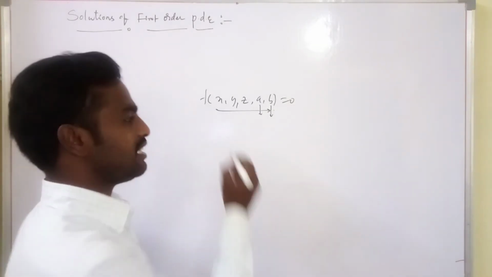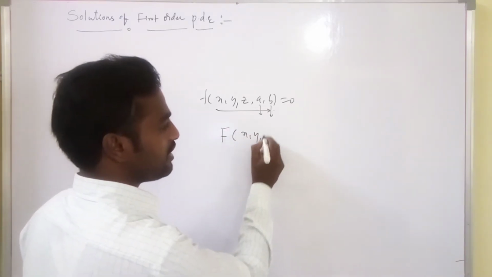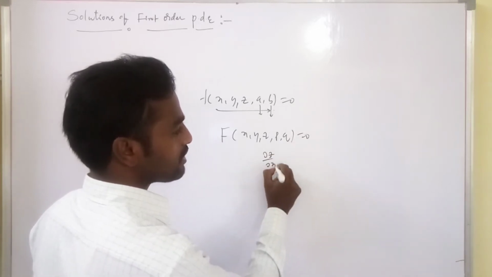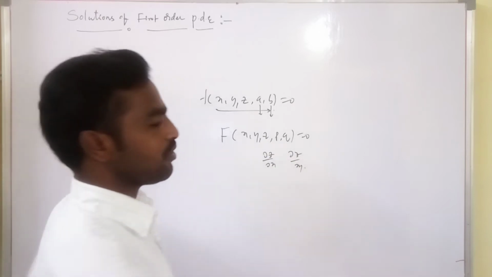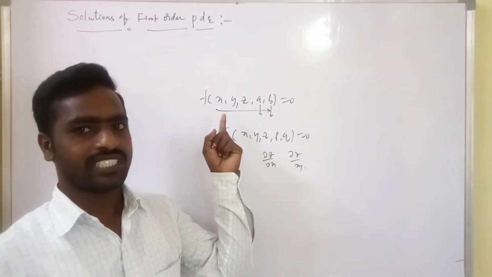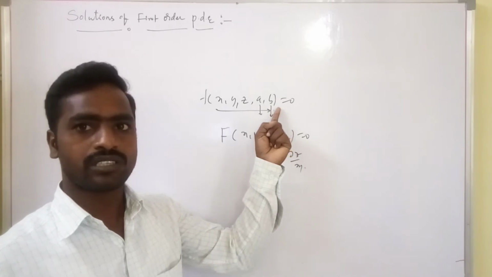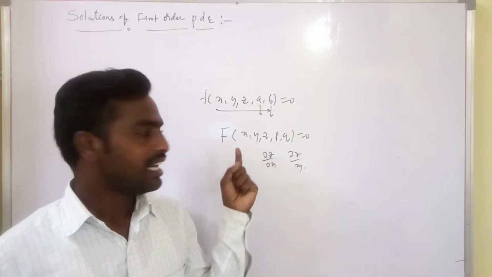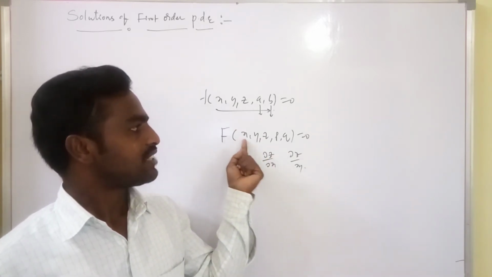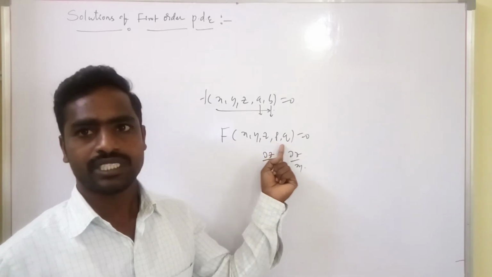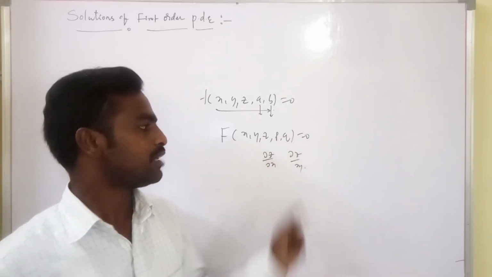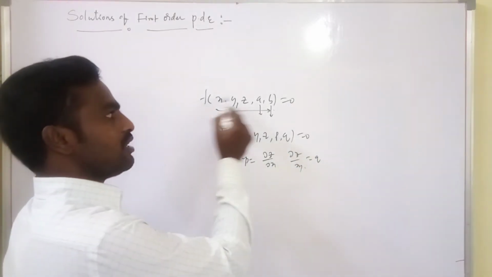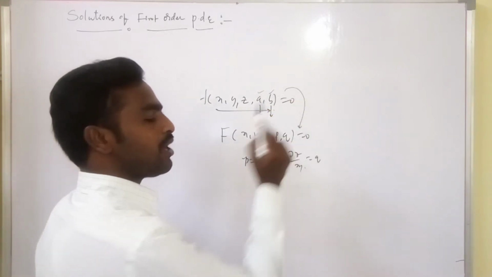The partial differential equation is F(x, y, z, p, q) = 0, where p is ∂z/∂x and q is ∂z/∂y. This is the surface equation, in which a and b are two arbitrary constants. If we eliminate these two arbitrary constants from the given surface, we get the partial differential equation in terms of x, y, z and the derivative terms p, q.